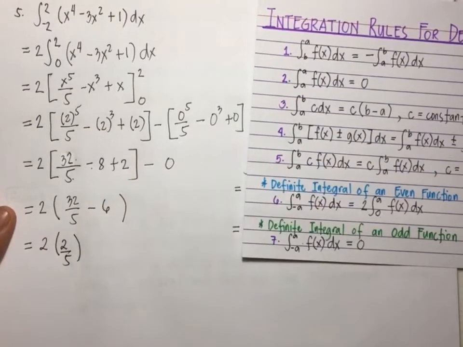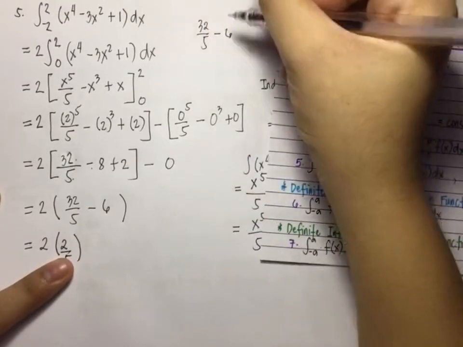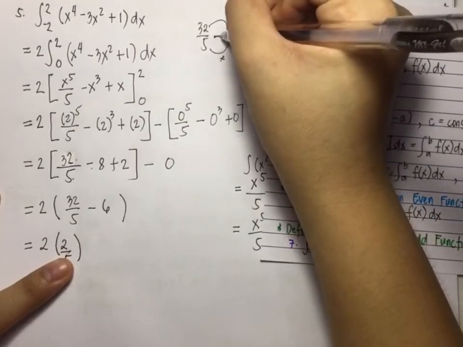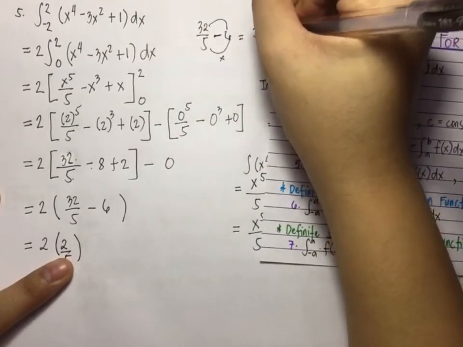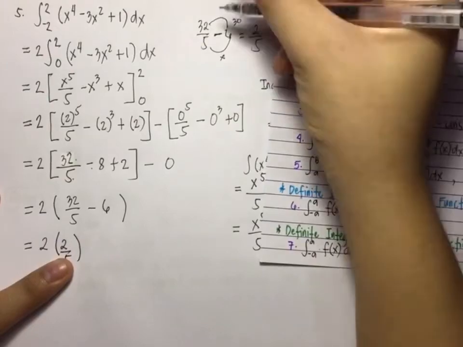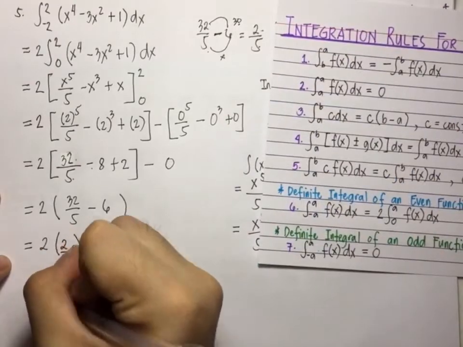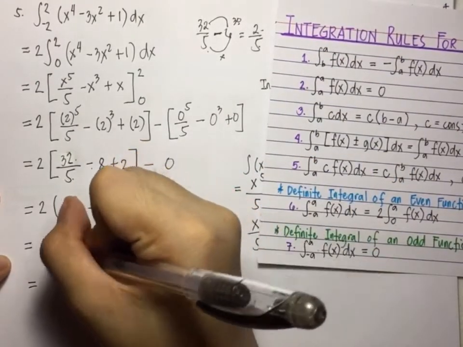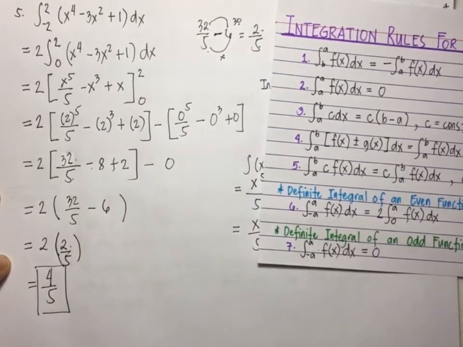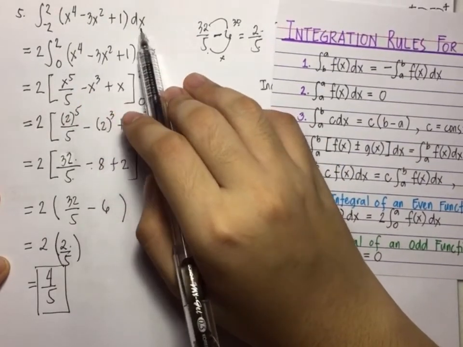Copy the denominator 5. Again, 32 over 5 minus 6. 5 times 6 is 30, minus 32 is 2 over 5. 5 times 6, 30. 32 minus 30 is 2. Then copy the denominator 5. So this is equal to 2 times 2 is 4 over 5. And this is the definite integral of x raised to 4 minus 3x squared plus 1 times dx.